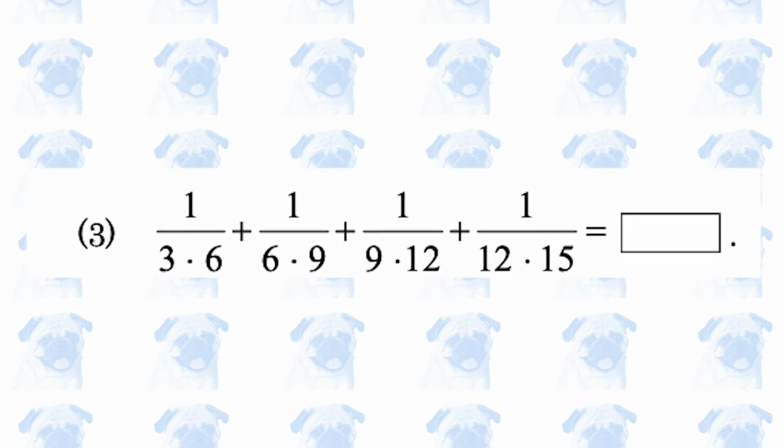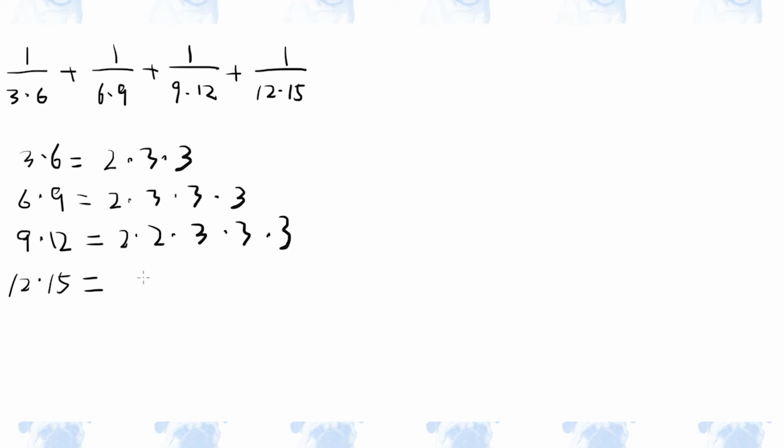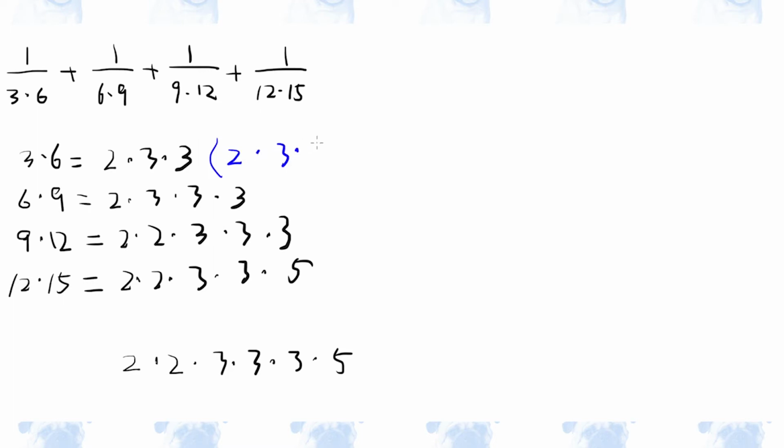Number 3. First of all, let's do some prime factorizations. 3 times 6 is 2, 3, 3. So the common denominator will be 2 times 2 times 3 times 3 times 3 times 5. So this one is missing 2 times 3 times 5. And this one is missing 2 times 5. And this is missing just 5. And this is missing 3.